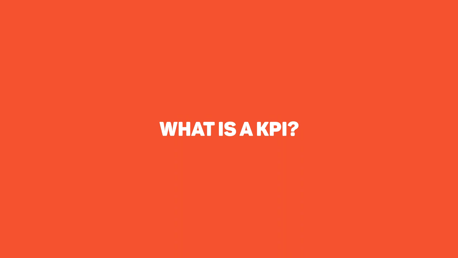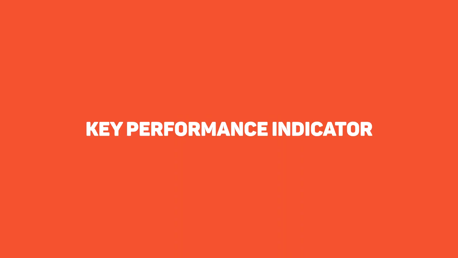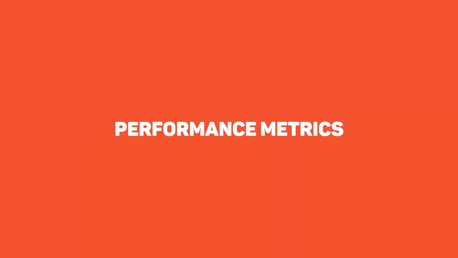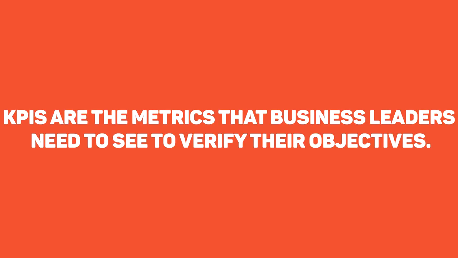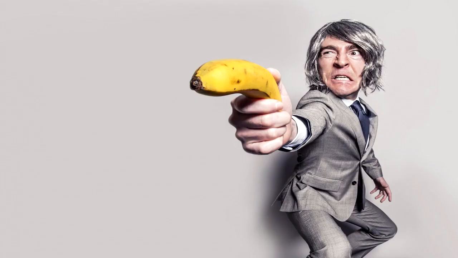What is a KPI? KPI stands for Key Performance Indicators. KPIs are also known as performance metrics, performance ratios, or business indicators. In a nutshell, KPIs are the metrics that business leaders need to see to verify their objectives. If, for example, a CEO says, our priority this year is to focus on growth, then he or she will focus on key metrics such as revenue, market outreach, brand value, and the like.